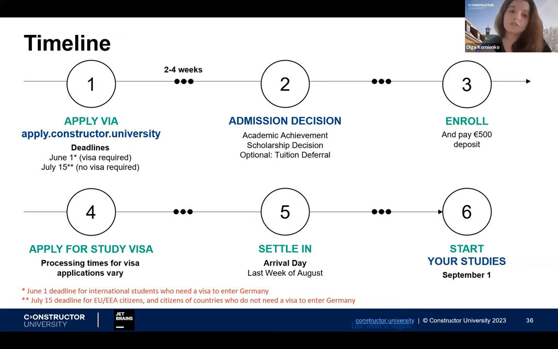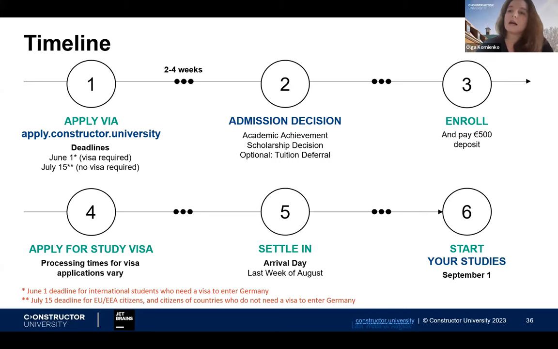The second step is that you wait for your admission decision. If something is needed, the admission team will contact you and ask for more information or more documents. At this stage, we are checking your documents for eligibility to study at the university and in Germany in general, because there are some rules which apply to the university. As soon as you receive the admission decision, you need to pay an enrollment deposit of 500 euros to book your seat in this program, Bachelor Software, Data and Technology, for the next intake.